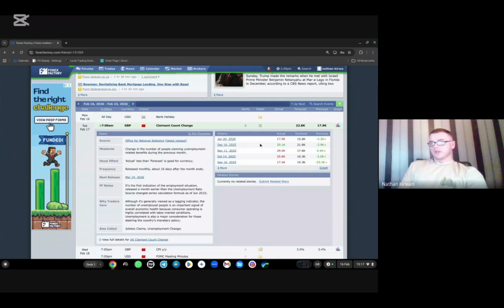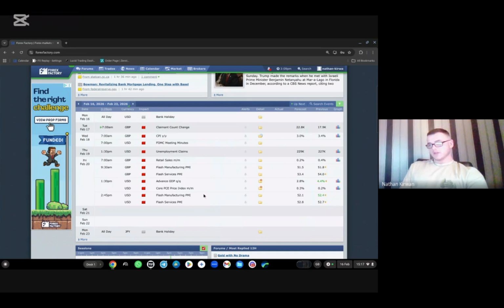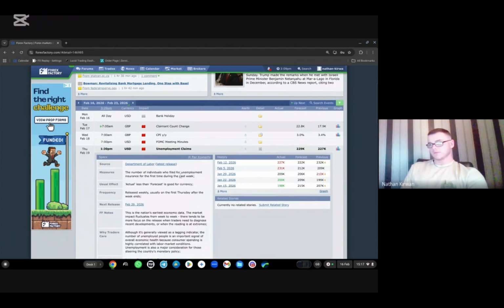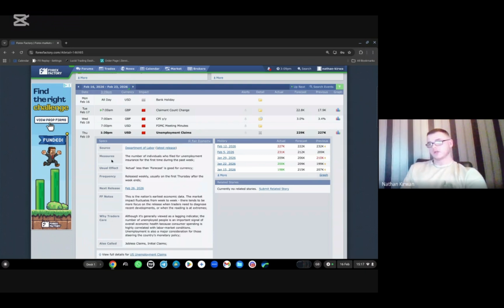Click into the little folder here, it will tell you everything about it. So if we go to something interesting here for a minute, unemployment claims for the dollar. What does it measure? The source is the Department of Labor Statistics. It measures the number of individuals who filed for unemployment insurance for the first time during the last week. The actual less than forecast is good for currency. It's giving you what you need to look out for.